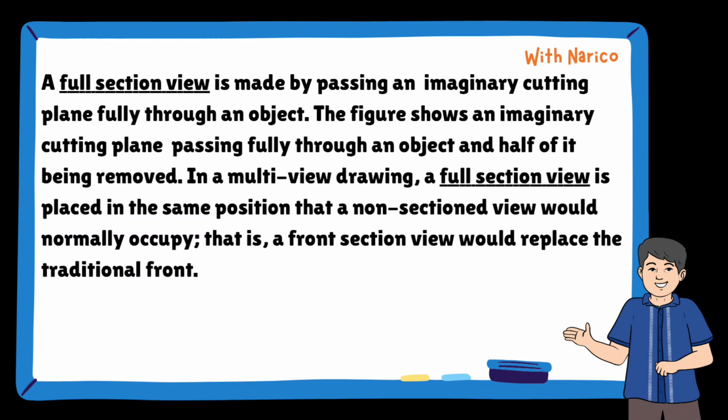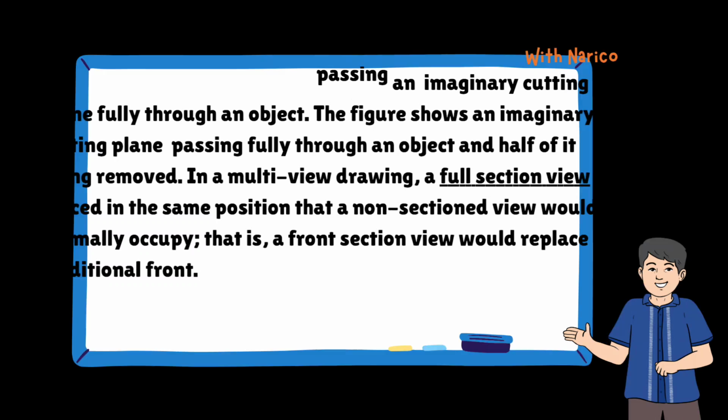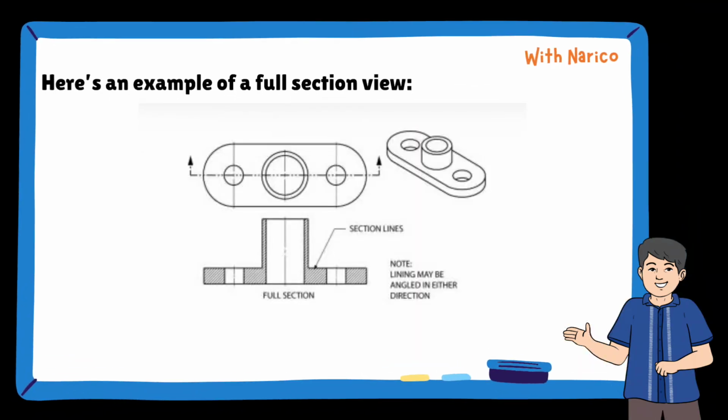In a multi-view drawing, a full section view is placed in the same position that a non-section view would normally occupy. That is, a front section view would replace the traditional front. Here's an example of a full section view.